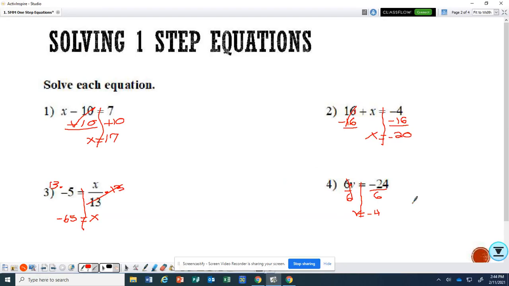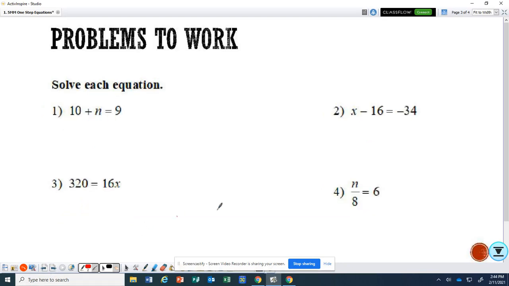And so what we've done here is we've solved each one of these equations and gotten the variable by itself. So what I would like for you to do is to go on to these 4 problems, doing the exact same thing we just did on the previous 4. Make sure to draw your lines down the equal sign and show your work.